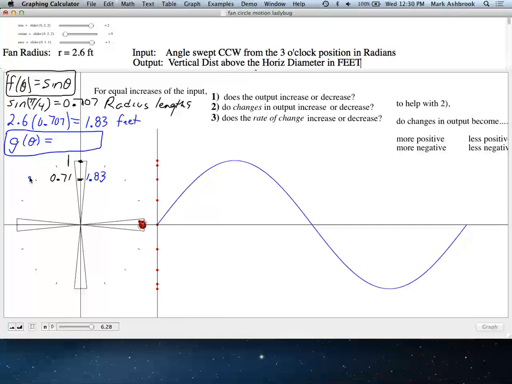Diana, do you think you have it? What function now we could input the angle and it would give us the number of feet we are above and below? She wants sine of theta times 2.6. Is it right? Yeah, because you're going to take that. What's sine of theta? It's going to be that fraction of the radius length that you are, and then you're going to take that fraction of 2.6.